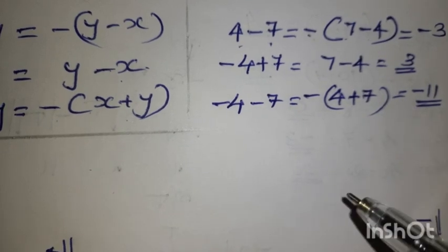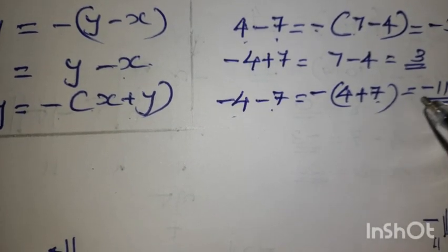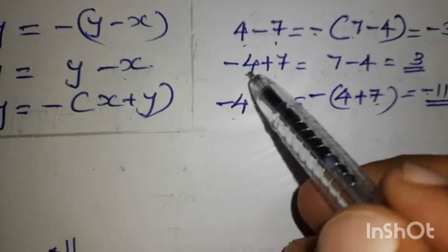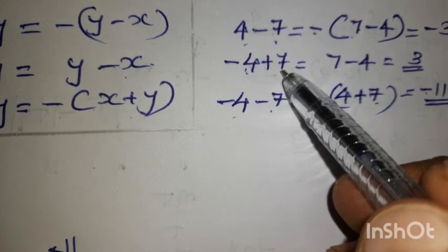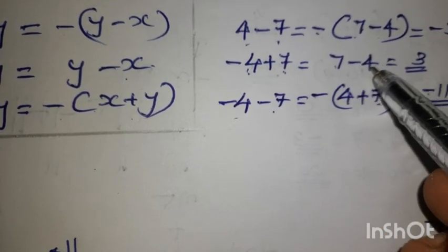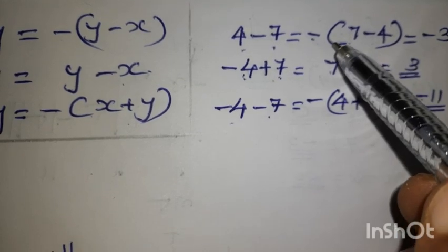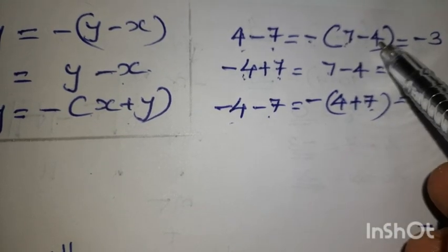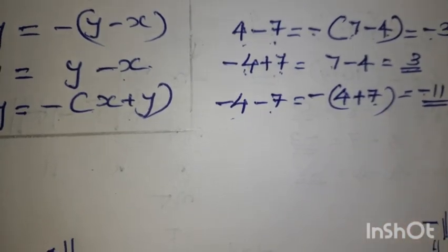So remember these three. If two minus signs are there, the numbers are added and you keep the minus sign. If one is positive and one is negative, in both cases you have to subtract from higher number to lower number and keep the sign of the bigger number. Remember that one.